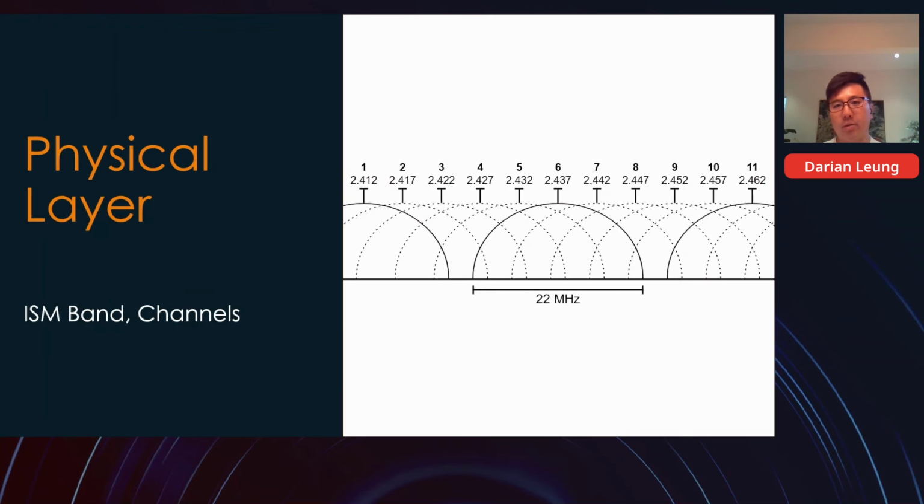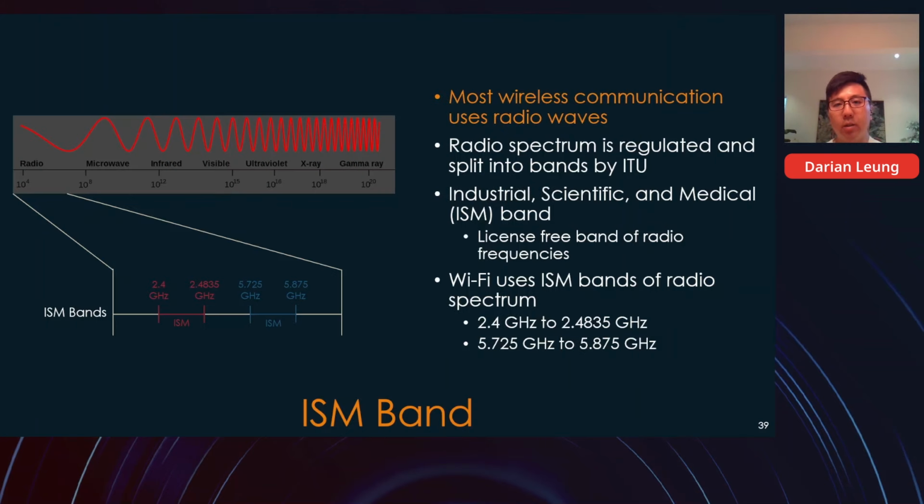Now we get to the physical layer. The physical layer is quite complex, so I won't be able to cover it in detail. So, if you didn't already know, wireless communications use radio waves. And in the electromagnetic spectrum, radio waves occupy the lower frequency end of the spectrum. The radio spectrum is split into bands, and the usage of most bands is strictly regulated and requires a license. However, there are certain bands which are not licensed.